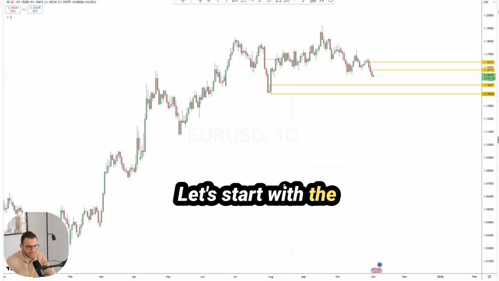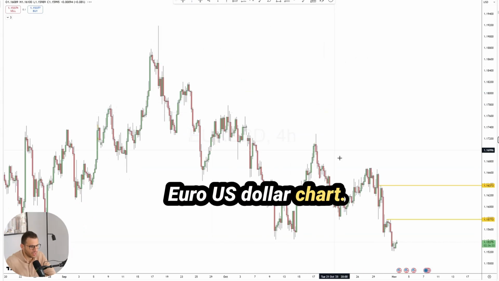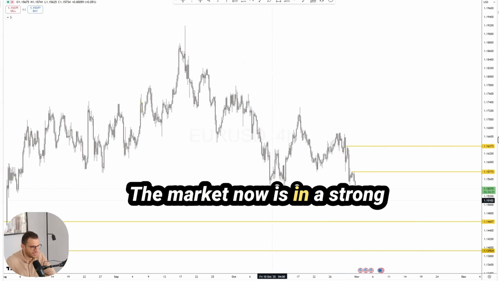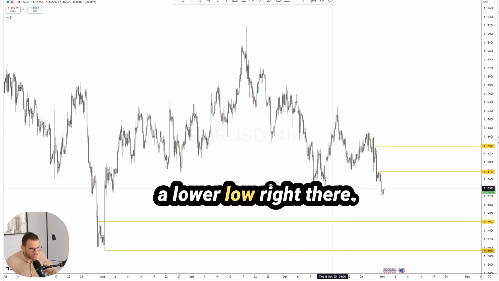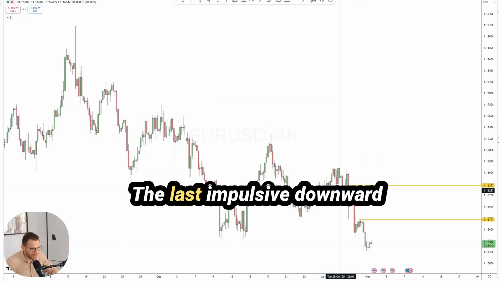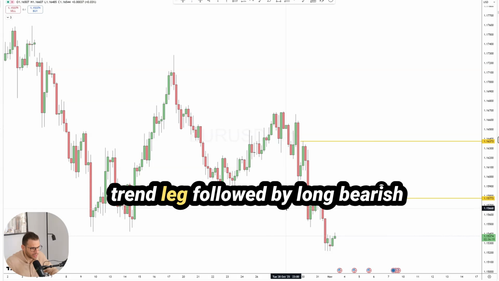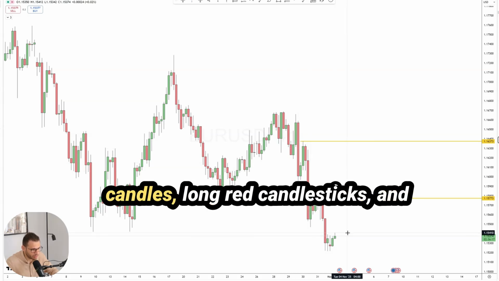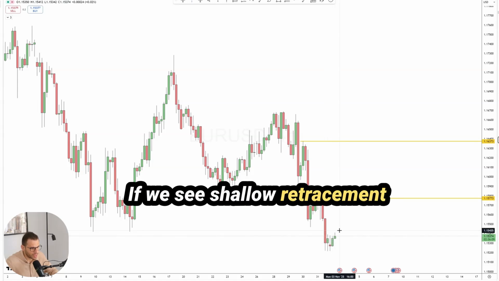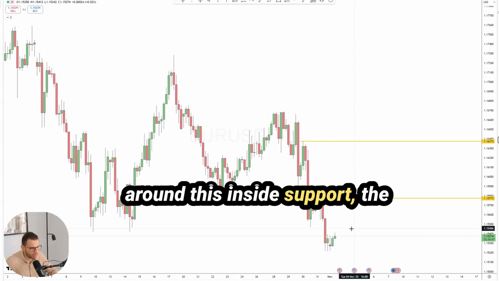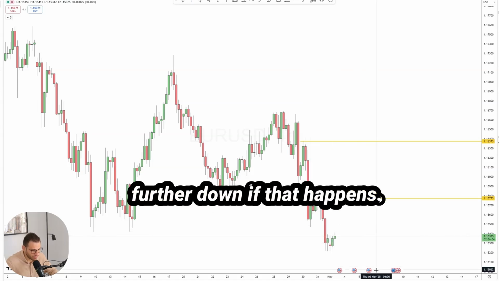Let's start with the Euro US dollar chart. The market now is in a strong downtrend. The price on the 4-hour time frame made a lower low right there. The last impulsive downward trend leg followed by long bearish candles, long red candlesticks, and that means sellers are in control. If we see shallow retracements around this inside support, the price might stop and move further down.